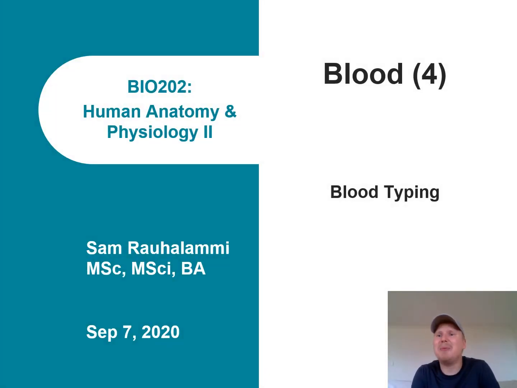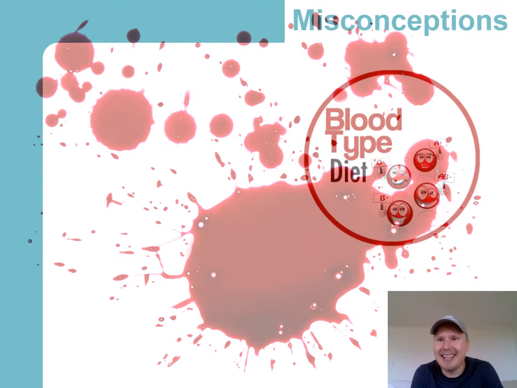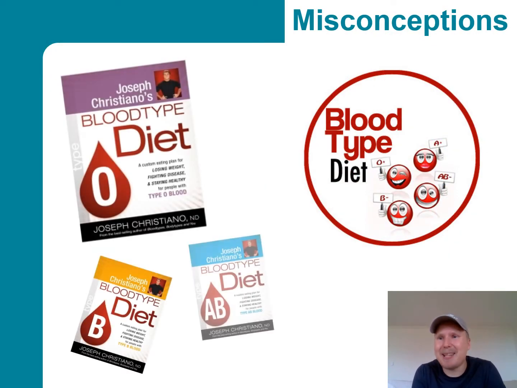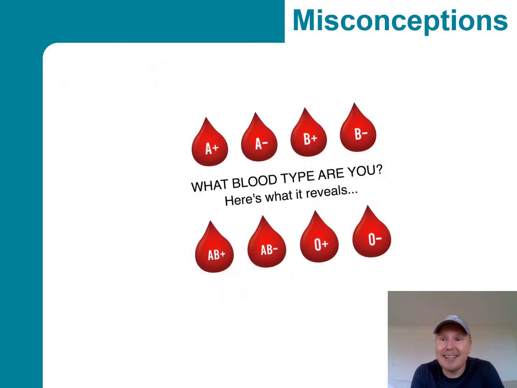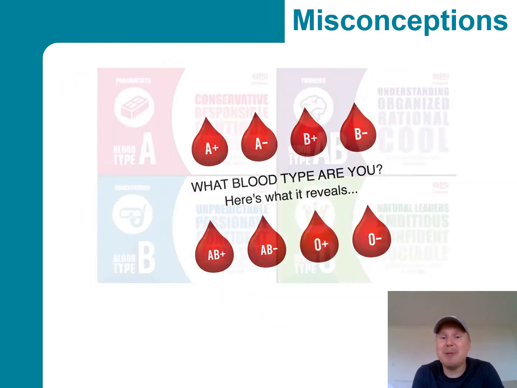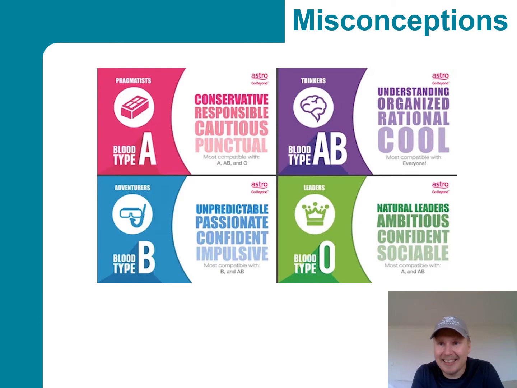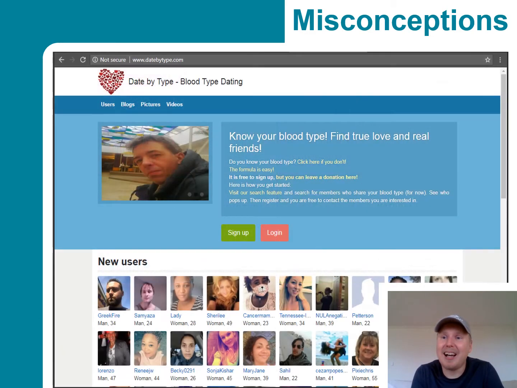In this video, we will discuss blood types with a particular focus on the ABO typing. There are so many misconceptions about blood typing. Some believe that you can eat based on your blood type, or that your blood type defines your personality. According to some, you can even find a perfect relationship based on your blood types.